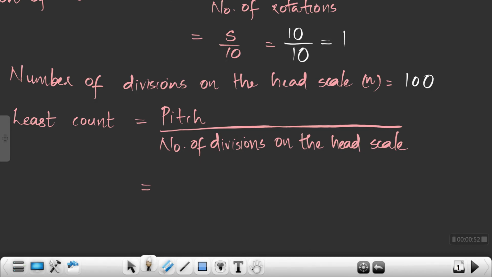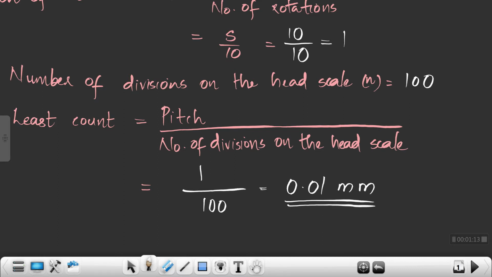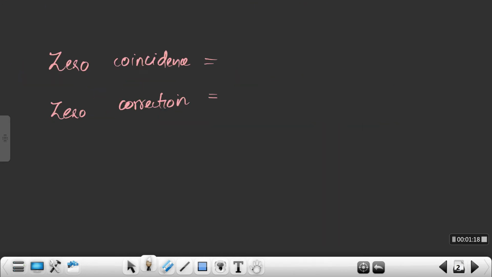And the equation for finding least count is pitch divided by number of divisions on the head scale. So that is equal to pitch 1 divided by number of divisions on the head scale 100. So 1 by 100, that is equal to 0.01 millimeter. So the least count of screw gauge is 0.01 millimeter. Now we have to find out the zero coincidence and zero correction of screw gauge. We already found it. Our zero coincidence was on 98th division, and therefore the zero correction is +2.